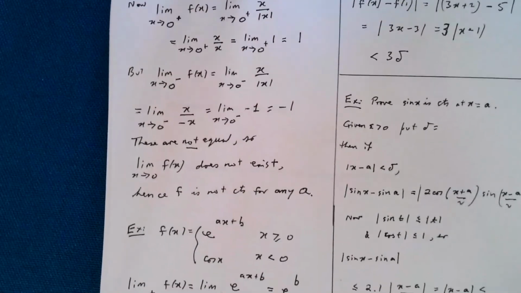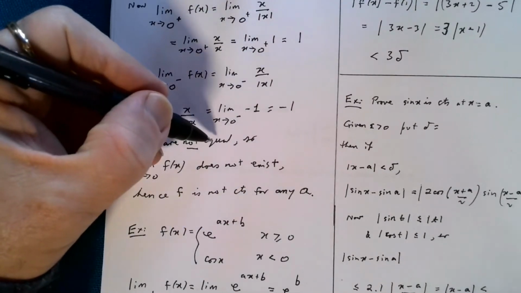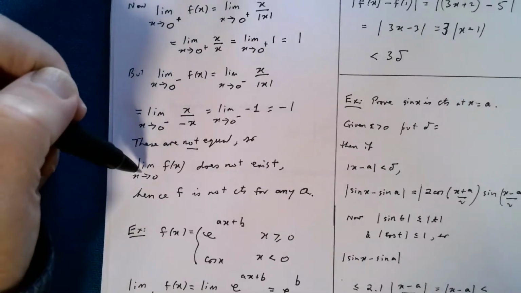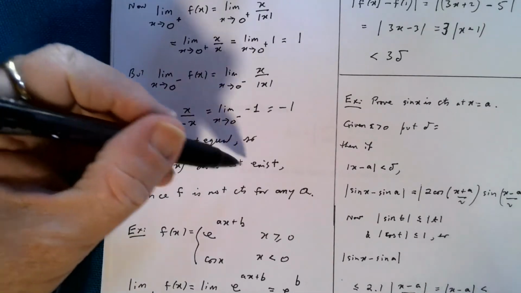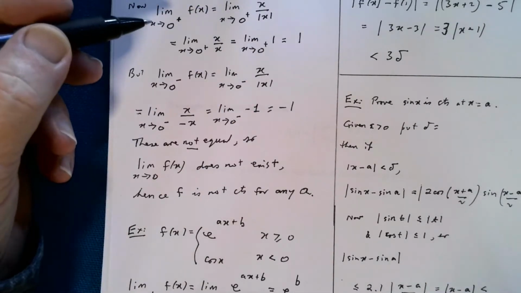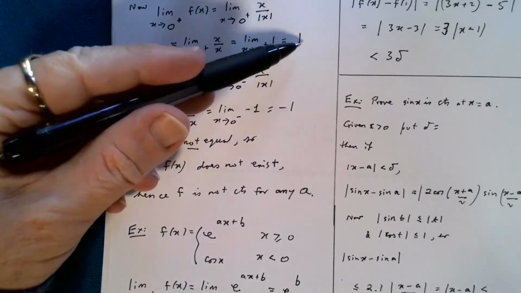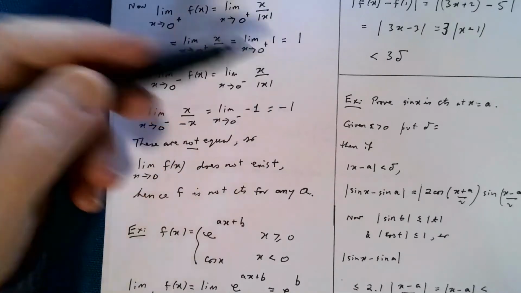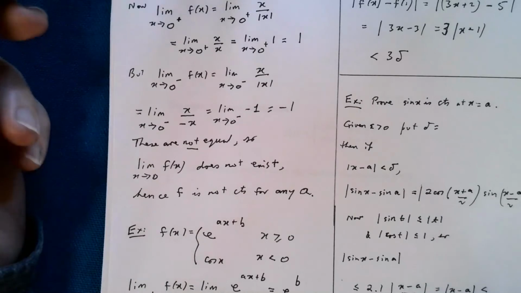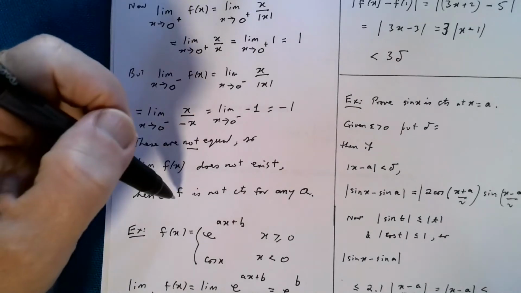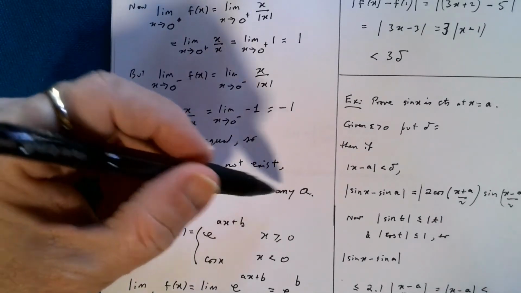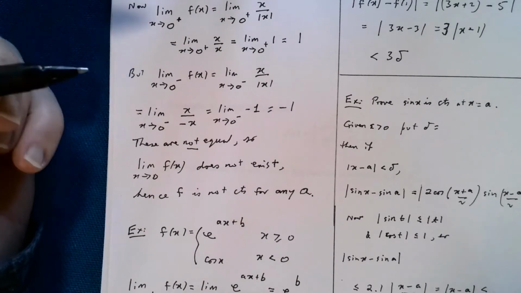So these are not equal, and that means the limit as x goes to 0 does not exist. You go in one direction, you get 1. You go in the opposite direction, you get minus 1. These aren't the same, so the limit does not exist. And that means, hence, f is not continuous for any value of a, because the limit doesn't exist.